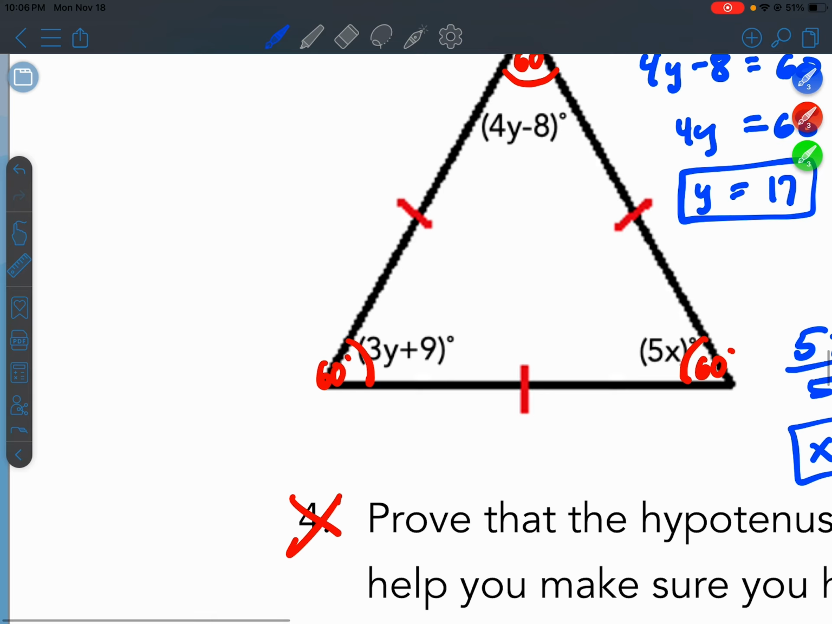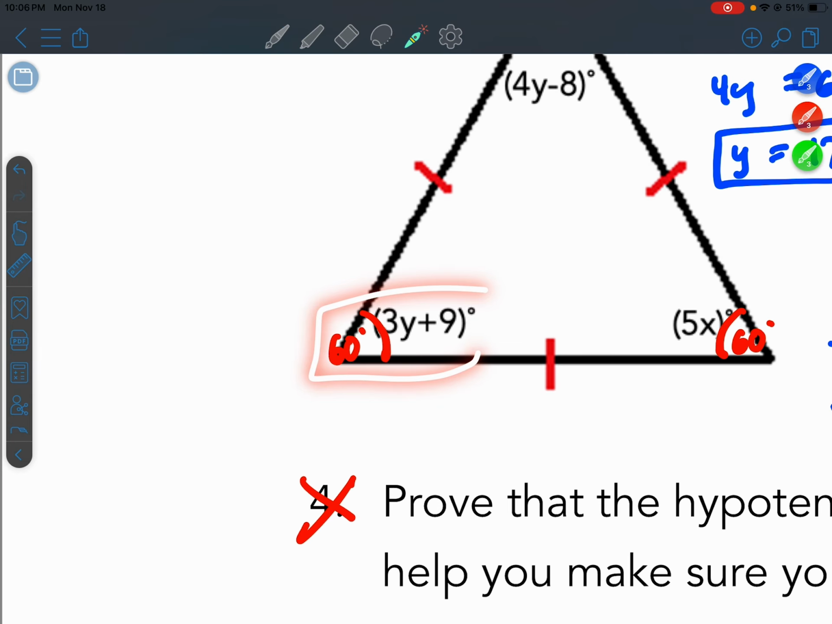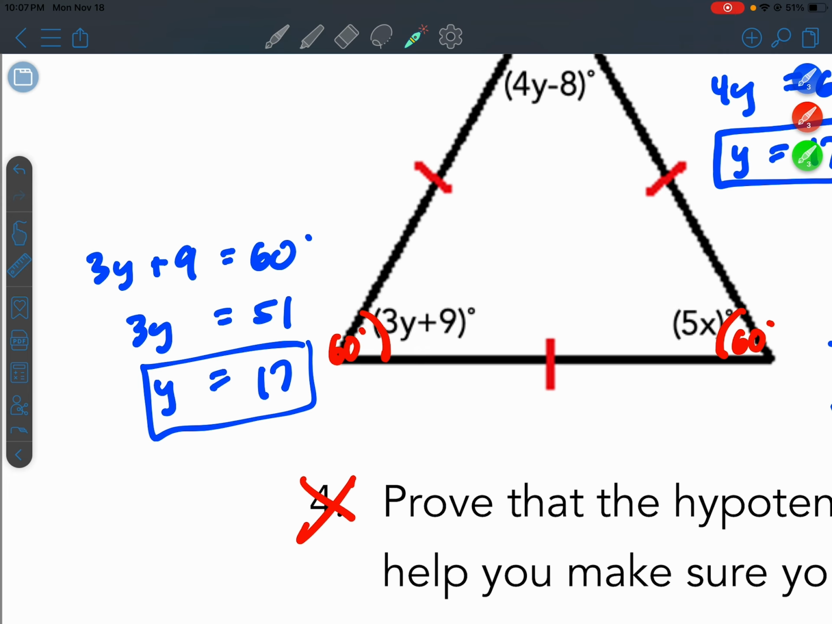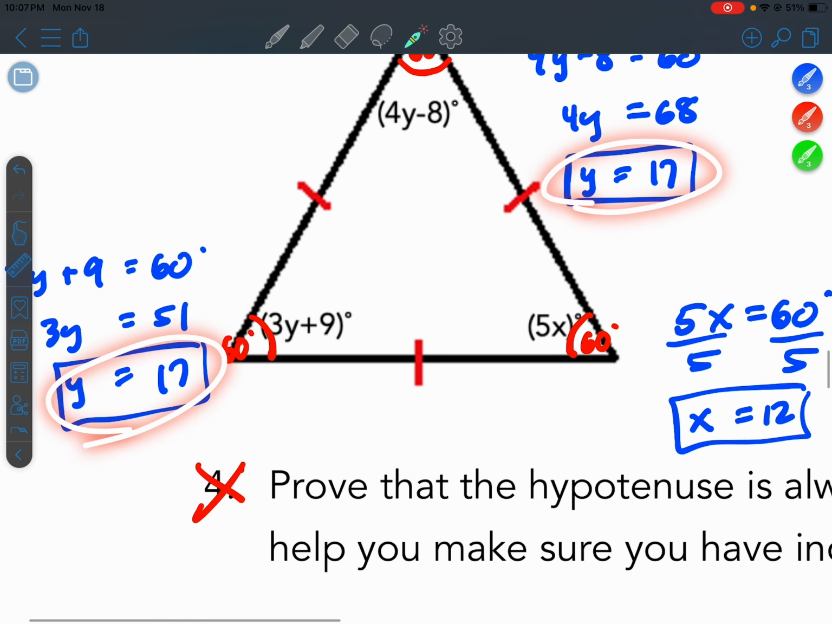We can do the same thing with the final angle over here. 60 degrees is the same as 3y plus 9. So 3y plus 9 equals 60 degrees. First step would be to subtract 9 from both sides. You get 3y equals 51, and then divide both sides by 3, and you end up with y equals 51 divided by 3, which is 17. That shouldn't be a surprise because we already knew the value of y was 17, so it should be 17 no matter which equation we're solving.